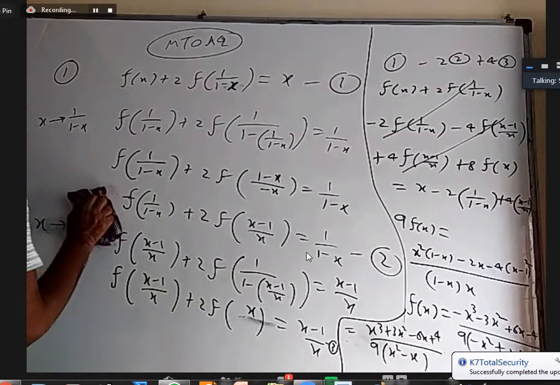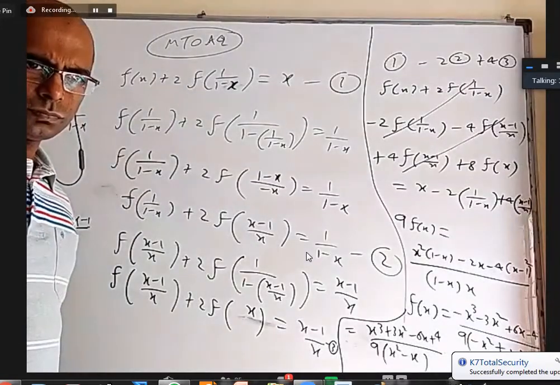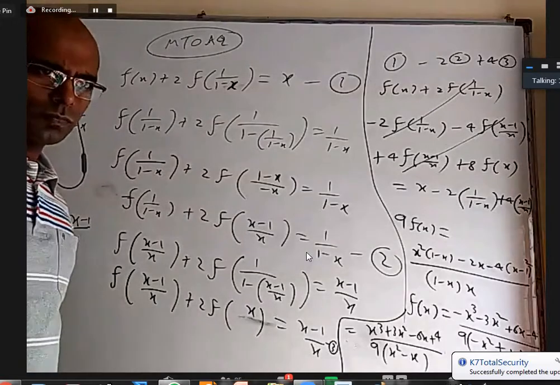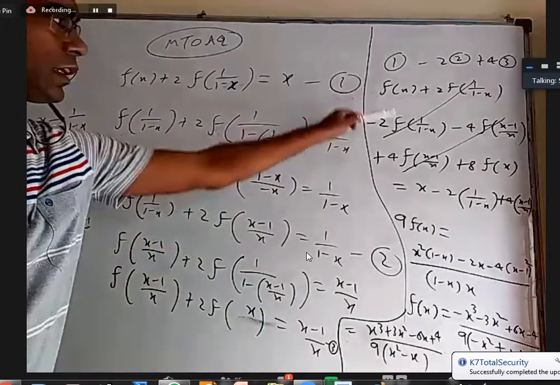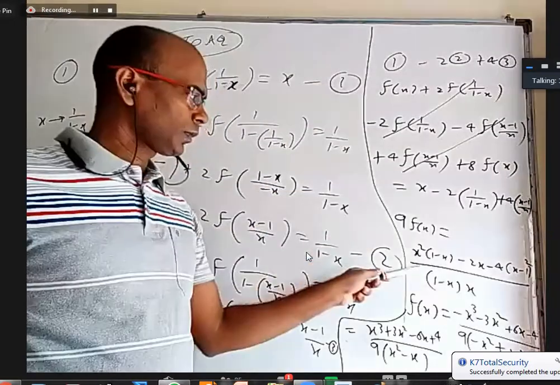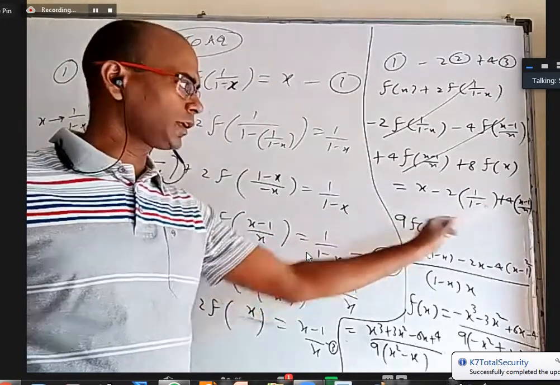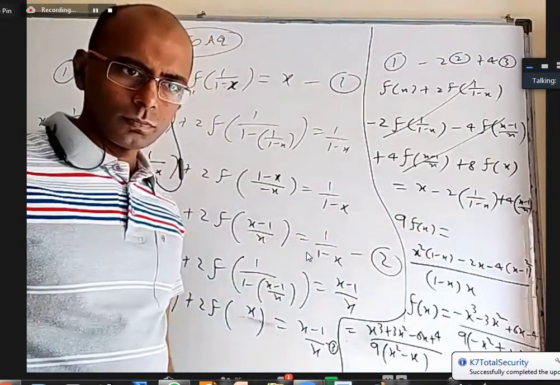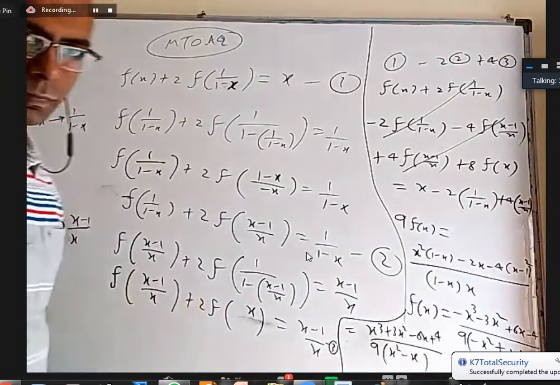Sir, so 9 f of x equals x square minus 1 by x. You wrote that equation, no, sir? Yes. How did you get the equation? This whole thing, how did I get? No, so the next one. 9 f of x equals. We took LCM here, all of denominator LCM. 1 minus x into x. I didn't notice that step.